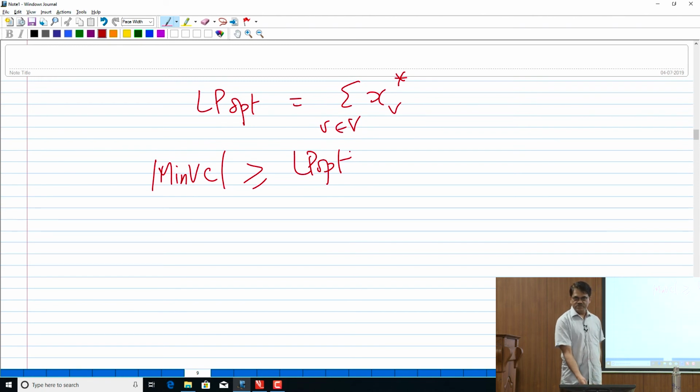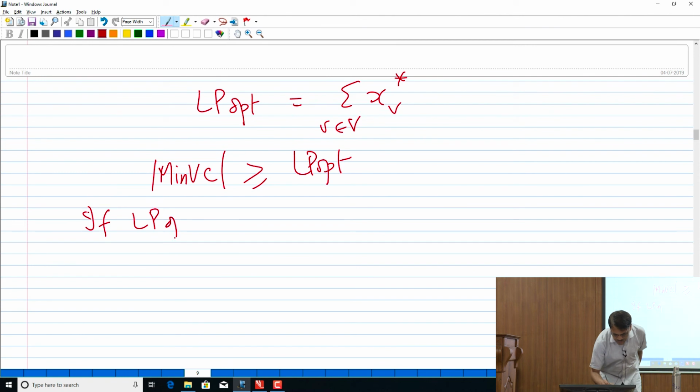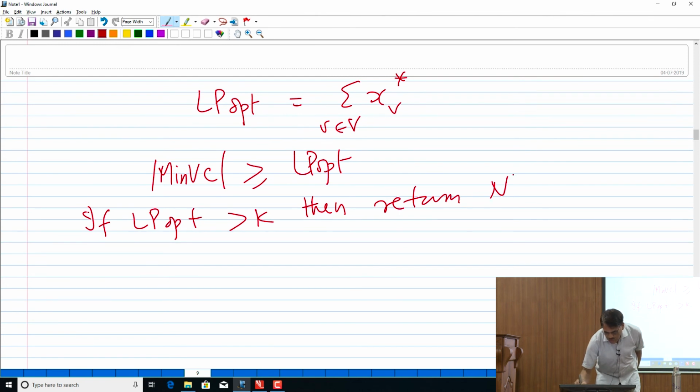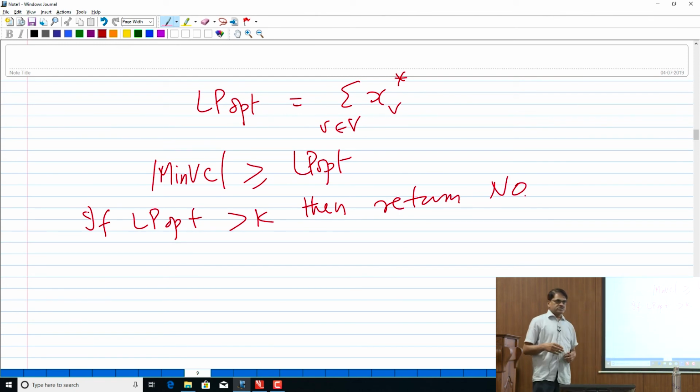Why? Because you take the minimum vertex cover, that is also a feasible solution to the LP. That's an integral feasible solution to the LP, right? So the LP cannot be larger because that also satisfies all the constraints of the LP, and so the LP might as well give you a better one. So the minimum vertex cover will be bigger or more. So if the LP opt is more than k, then return no for my vertex cover problem because the integral solution is going to be even larger than that. So there is no k-sized vertex cover, right?